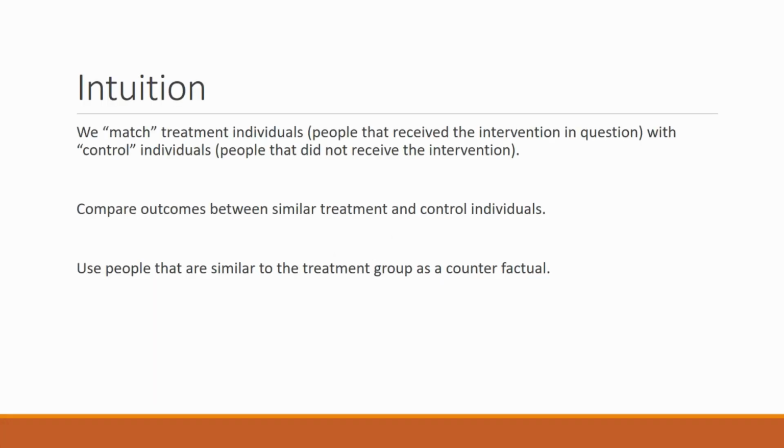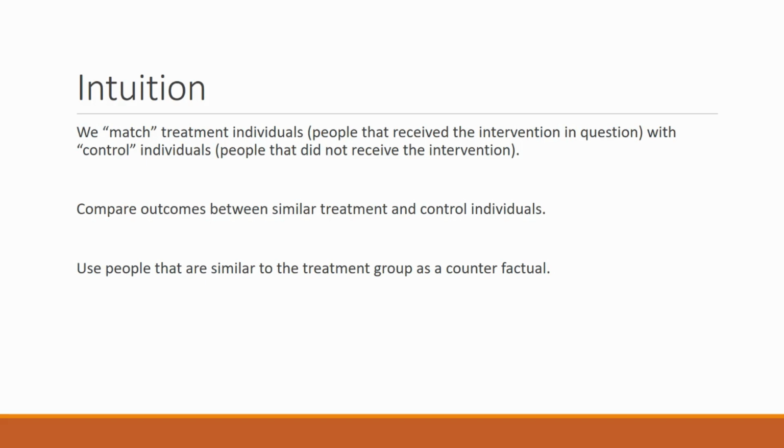So the intuition here is that when we use propensity score matching, we want to match treatment individuals, people that receive the intervention in question, with control individuals, people that did not receive the intervention. Thinking back to our textbook example, imagine a scenario in which the ownership of a textbook is not randomly assigned.